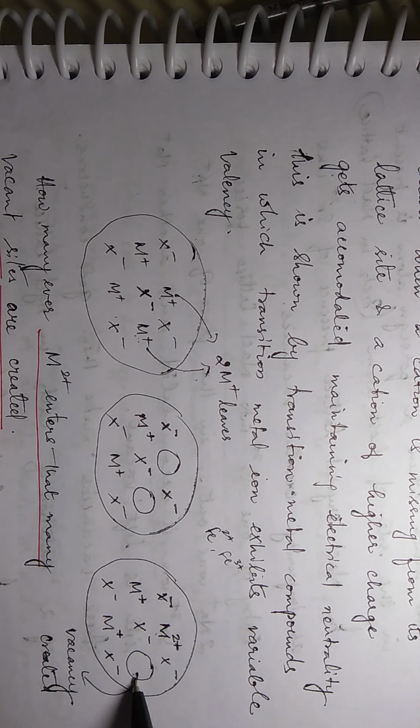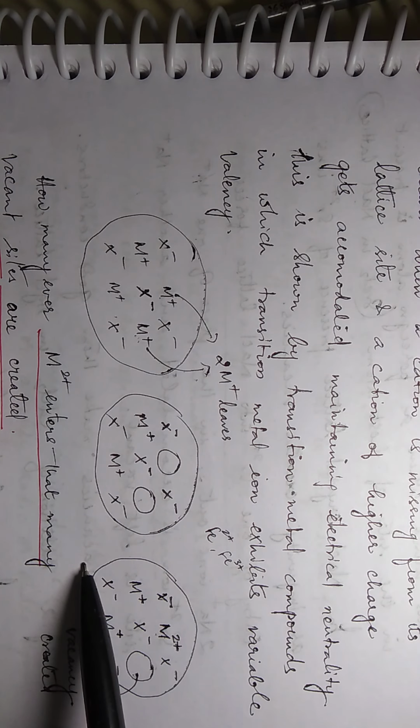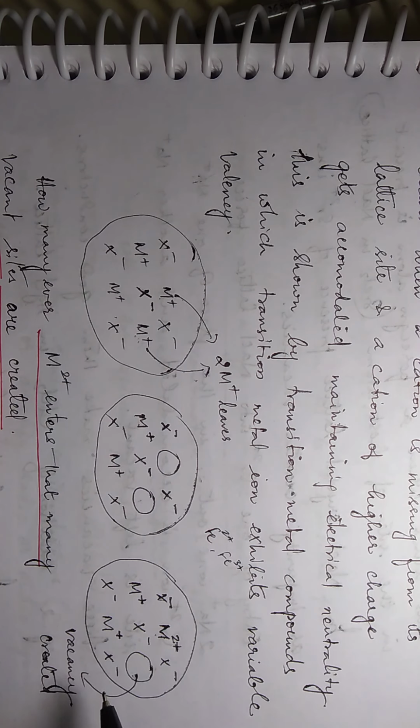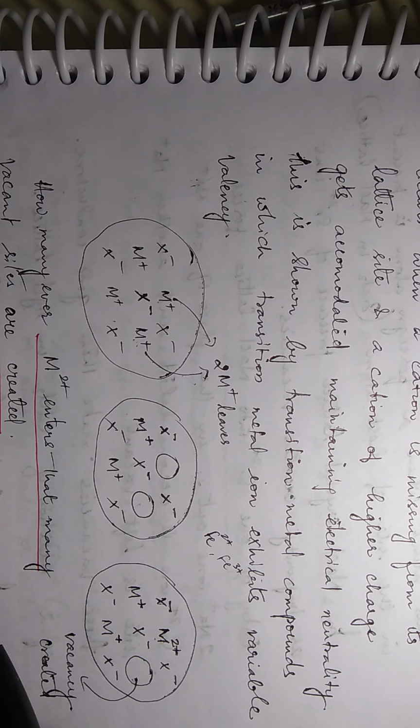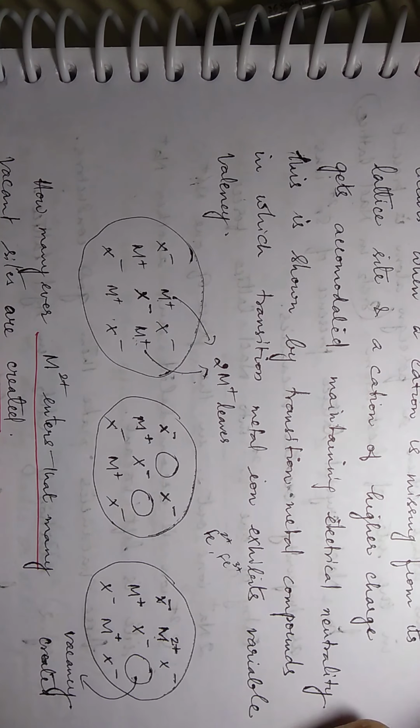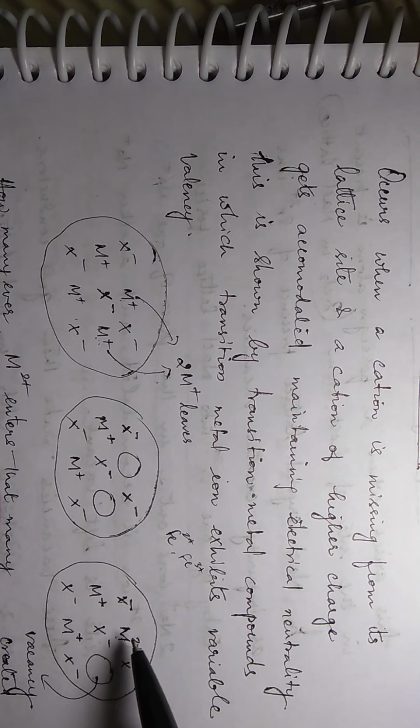Now, how many ever charges the increase in charge is, that is going to decide the number of vacancies. This particular defect is shown only in transition metal compounds, because transition metals have the capacity to exhibit themselves in variable valency. You have studied d block elements. They show variable valency, they show multiple oxidation states. Only in such compounds this particular defect has been found.